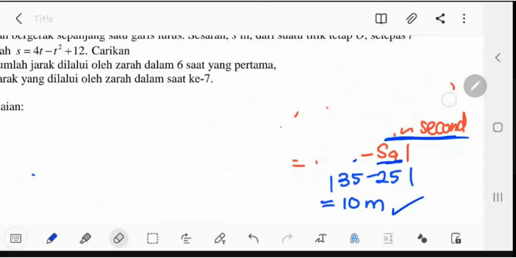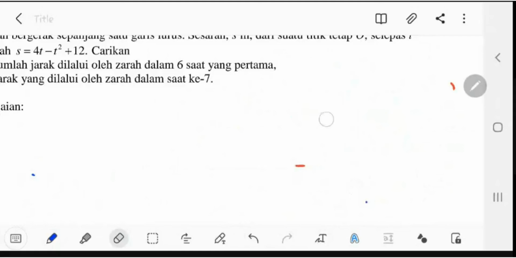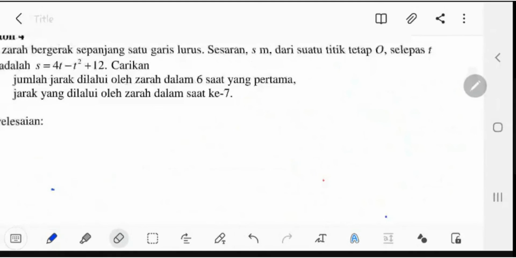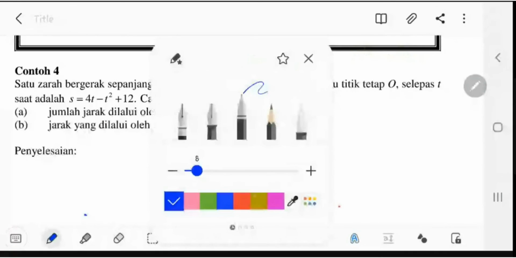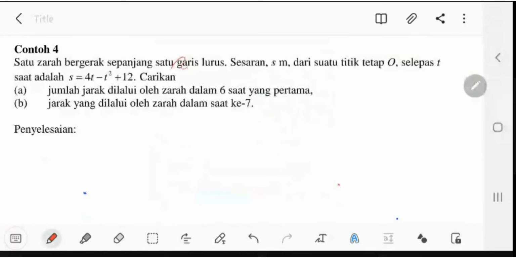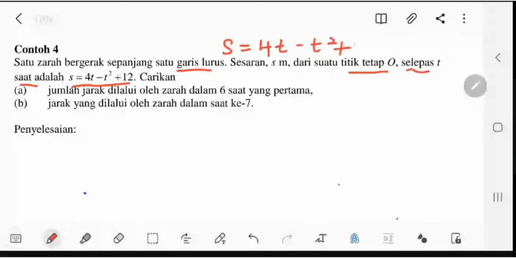Okay, kita cuba soalan. Sebab I dah buka yang ni, kita cuba yang ni lah. This one, Example 4. This one is in Malay, it's okay, never mind. Boleh faham punya lah. A particle move along a straight line. Displacement from a fixed point O, after t second is given by this function. Find A.